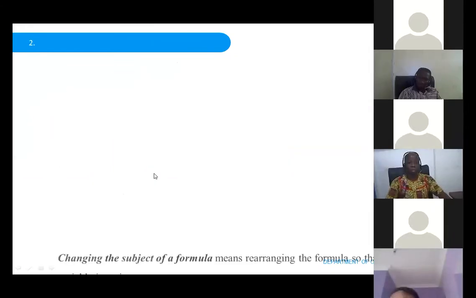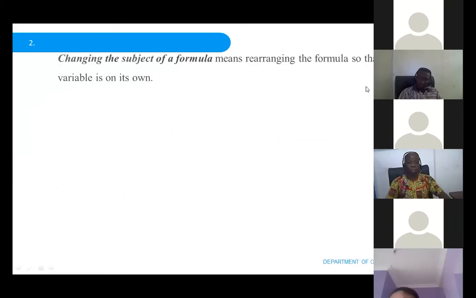Changing the subject of a formula means rearranging the formula so that a different variable is on its own. So like the first example you were given, the variable is already standing alone. Now you can also be given another one where you have to rearrange before you make the variable stand alone. We shall be taking some very soon.